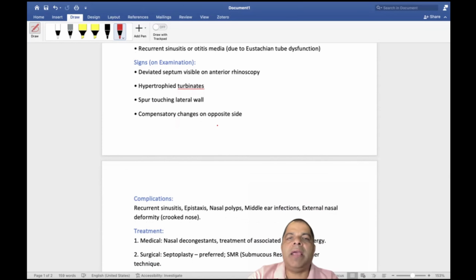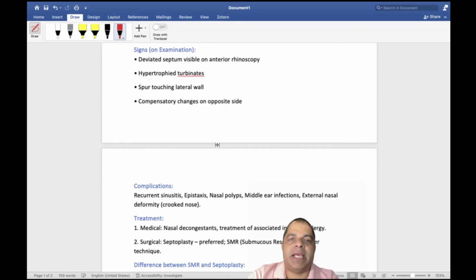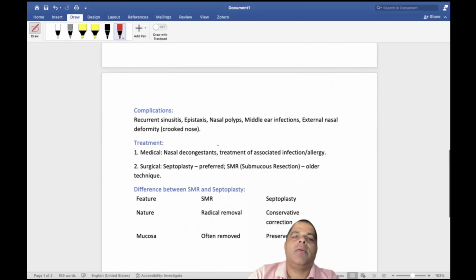You can see a hypertrophied inferior turbinate on the undeviated side. You can see a big turbinate, especially the inferior turbinate. This is called compensatory change. Okay, what are the complications?